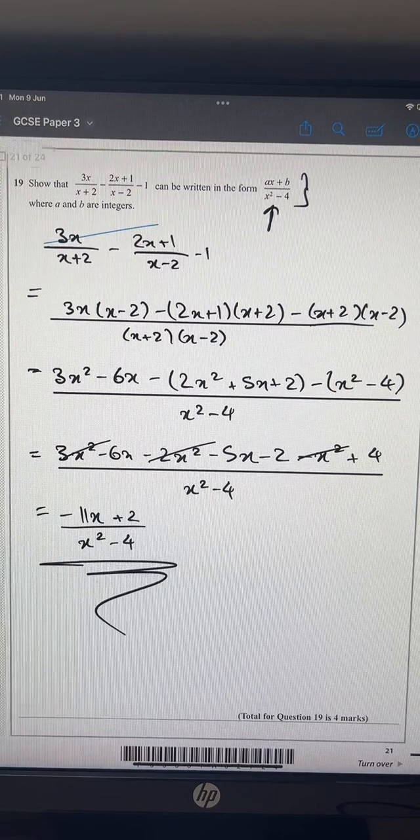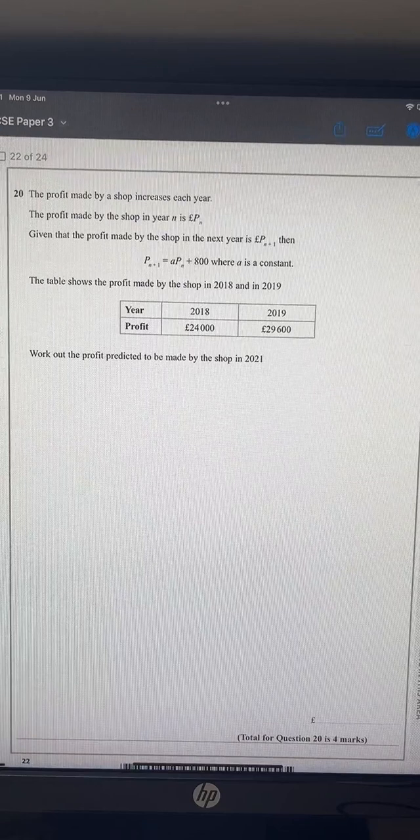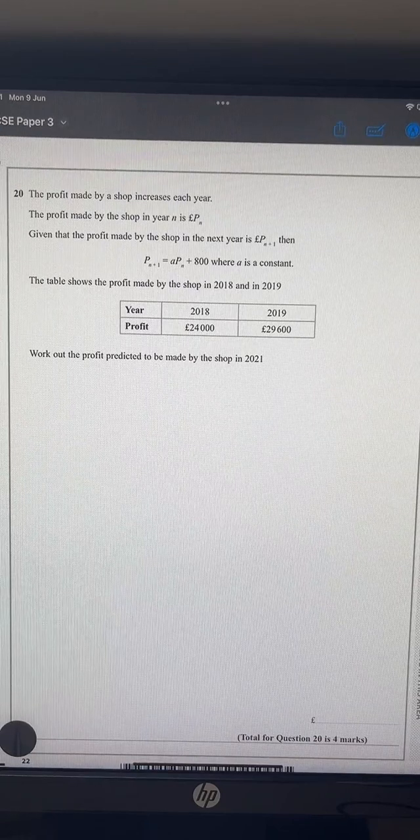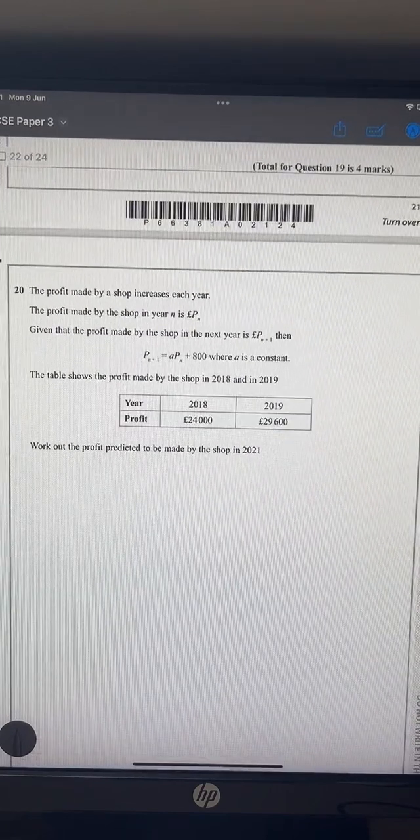All right, let's move on to question 20. So, the profit made by a shop increases each year. You'd hope so. It's a shop, right? They're trying to do good. The profit made by the shop in year N is pounds PN.